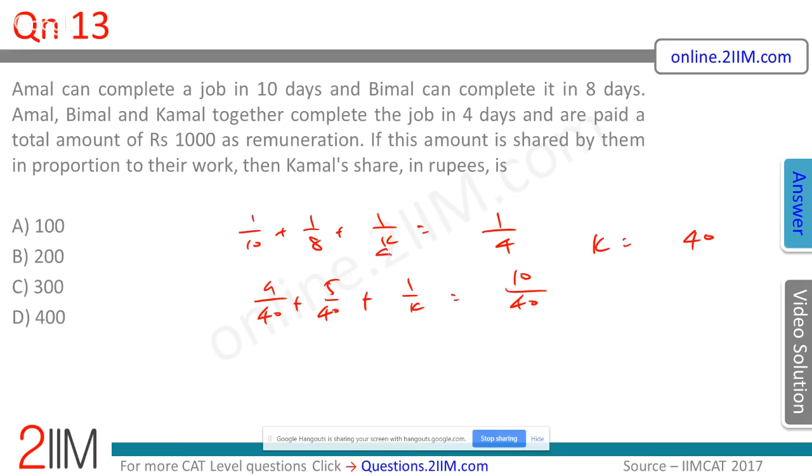So K will take 40 days to do it. So Amal works at a rate of 4 by 40, Vimal at a rate of 5 by 40, Kamal at the rate of 1 by 40. They're paid 1,000 rupees as a remuneration. They should be getting it in the ratio 4:5:1, shared by them in proportion to their work. Kamal's share should be 1/10. 1/10 of 1,000 is 100. Done.